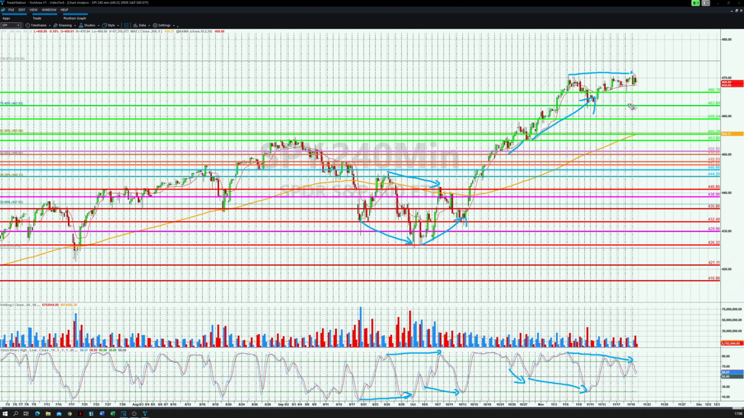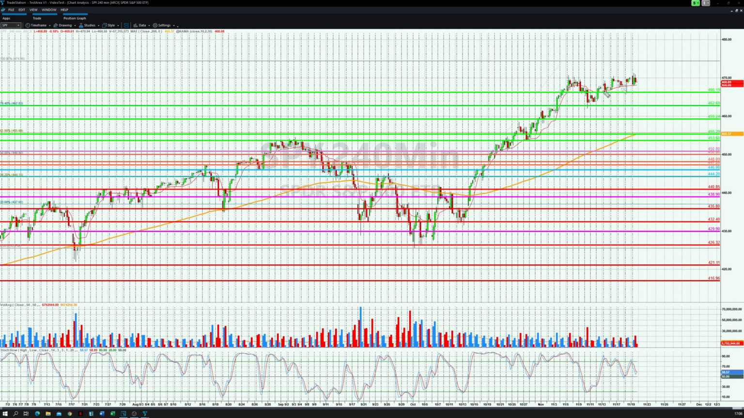Because if it falls to the 460, it will build momentum to the downside with, let's say, lower highs and lower lows. So you don't want this, and I think the market doesn't want this to happen.